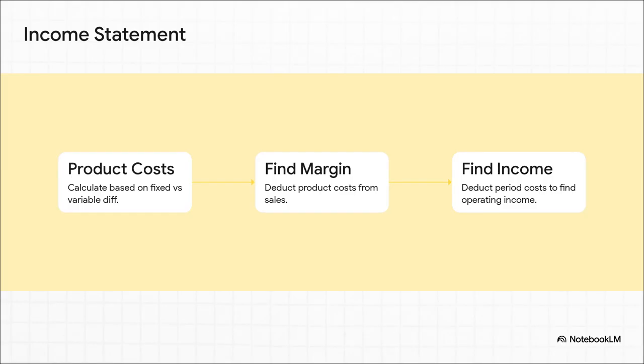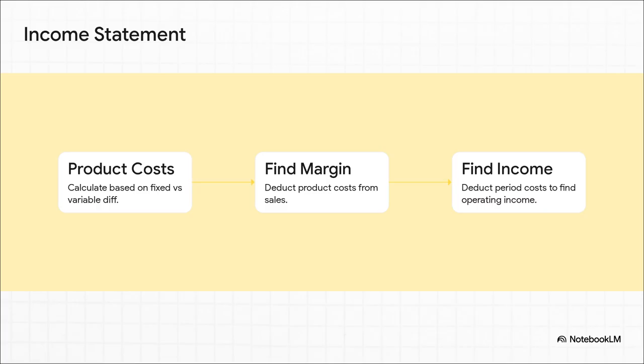Let's move on and see how this builds into a reliable framework for your exams. When you're building either statement, always follow this sequential flow. Step 1. Calculate your product costs, being super careful to remember the different treatment of fixed overhead. Step 2. Deduct those from sales to find your specific margin, gross or contribution.